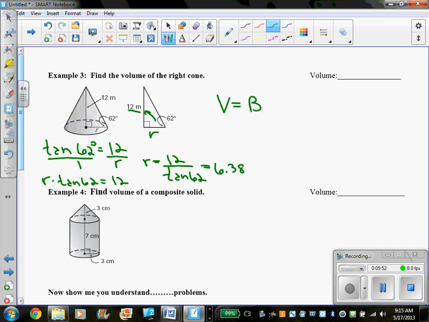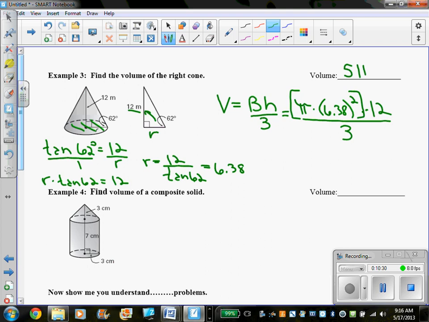Okay, now that we have that, we can find the volume. Volume equals the area of the base times the height divided by 3. The base, in this case, again, is a circle. So the area of that is going to be pi times the radius we just found squared times the height of this cone, which is 12, and we divide that all by 3. So again, this is the area of the base, which is the circle, times the height divided by 3 because it is a cone, not a cylinder. When you calculate that, you will get 511.5 meters cubed.